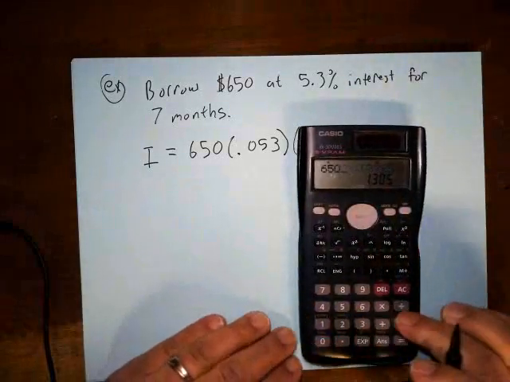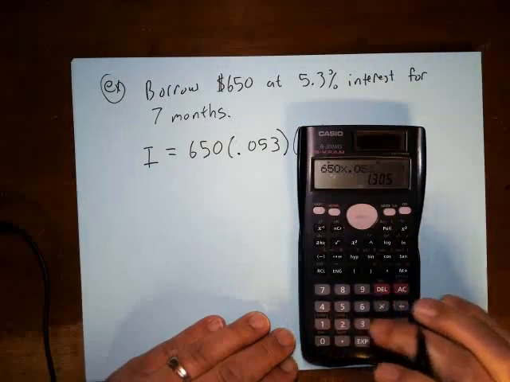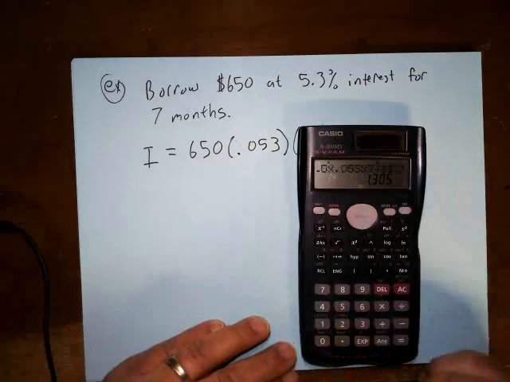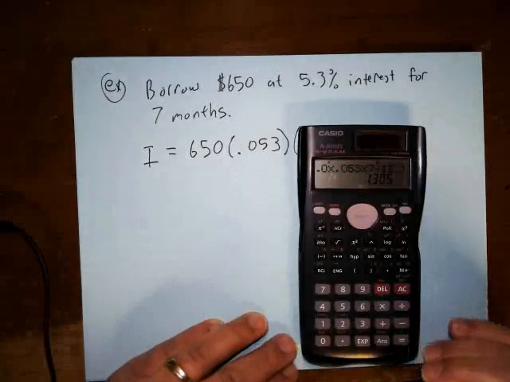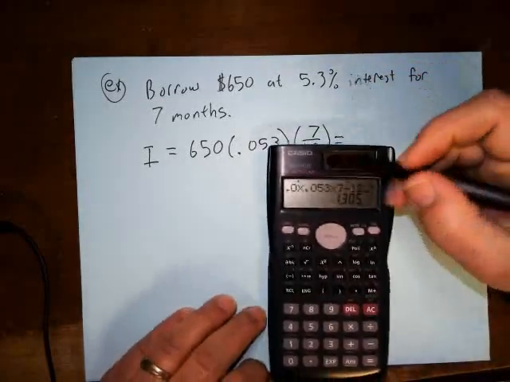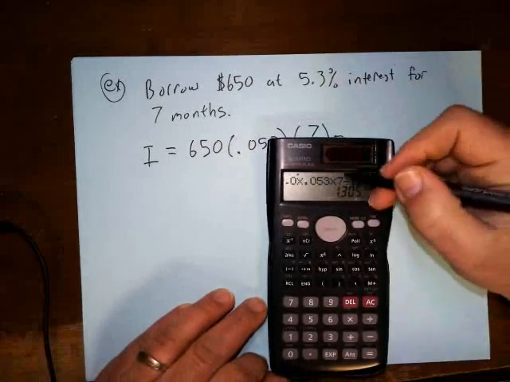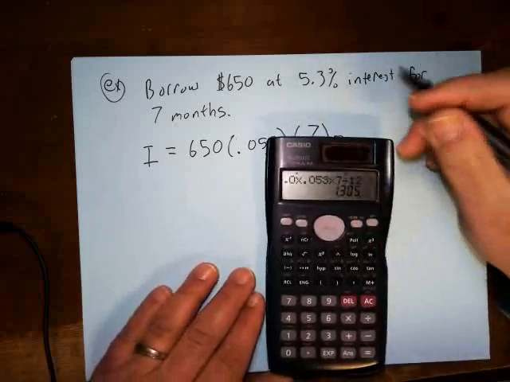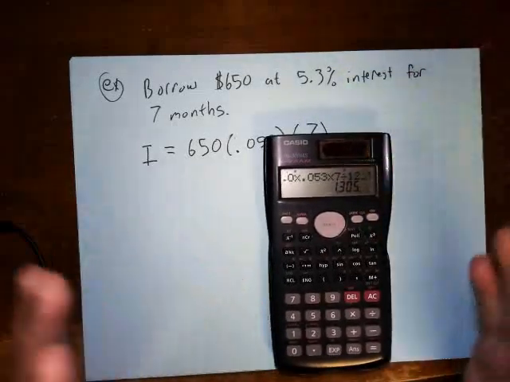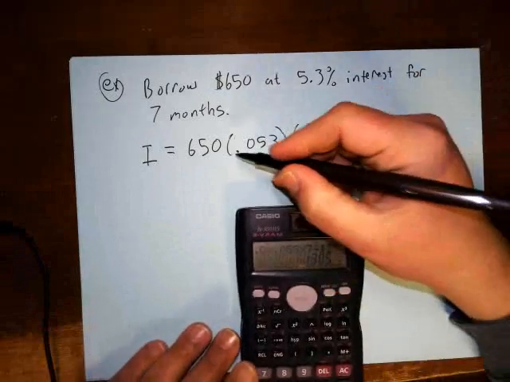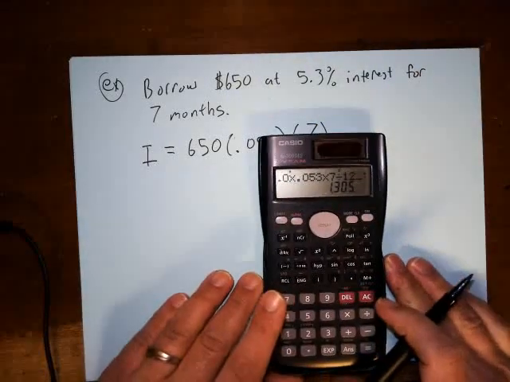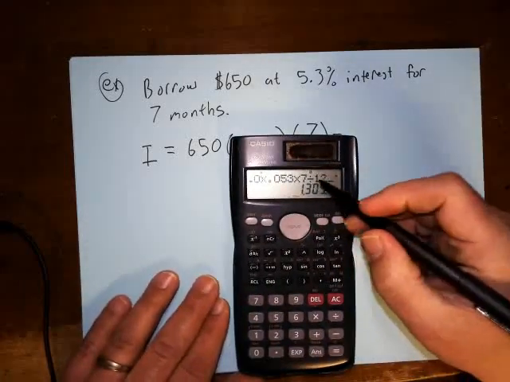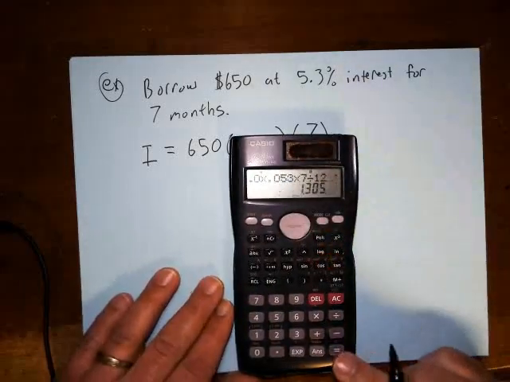Okay. Let's see what we get. 650 times 0.053 times 7/12. Okay. And you can actually do it like this without parentheses there, because the order of operations is going to work out right in the calculator. I could show you how, but because of the way that you multiply fractions, it works out right. So with the simple interest formula, you really don't need any parentheses. It works out really nice.